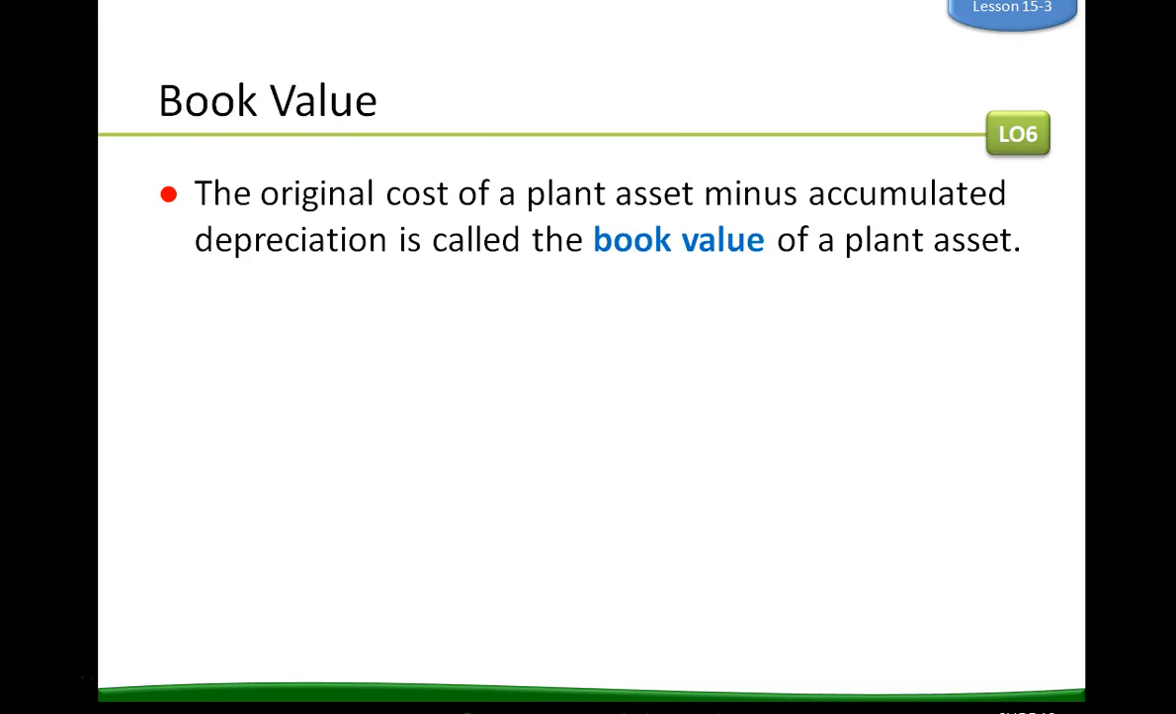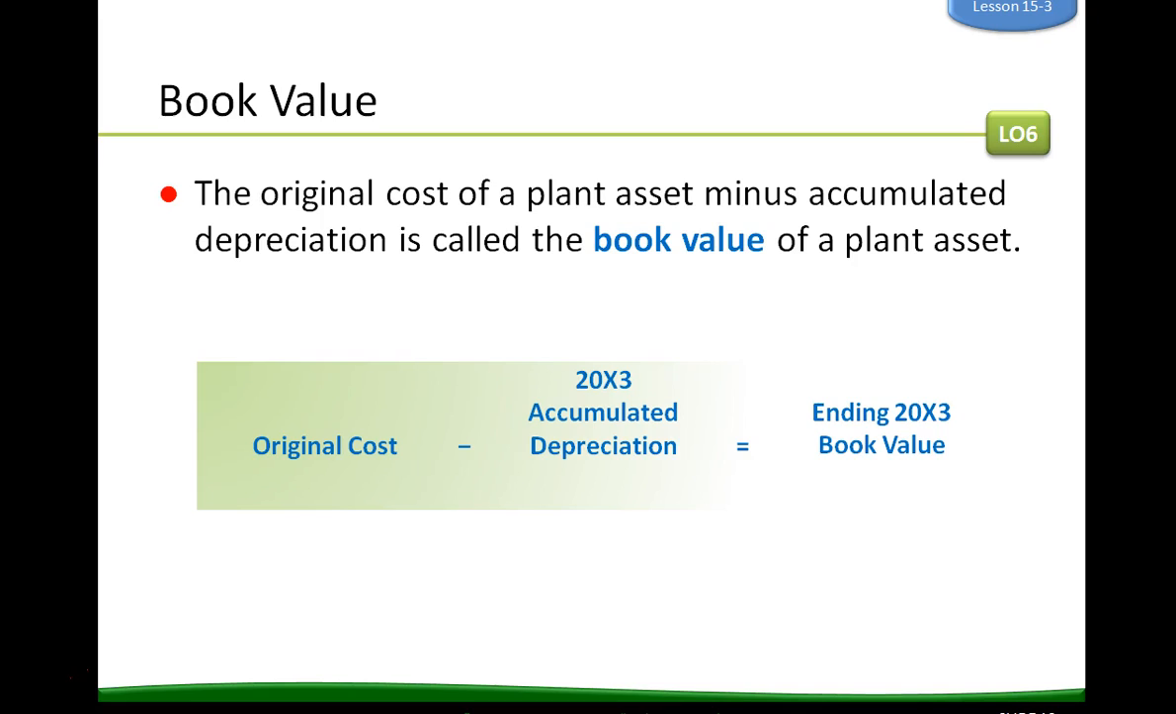And then the book value is the original cost of a plant asset minus the accumulated depreciation. It's the book value of the plant asset. The book value is calculated by subtracting the accumulated depreciation from the original cost. Makes sense. So this is the value in the books. It's an asset of the facility.